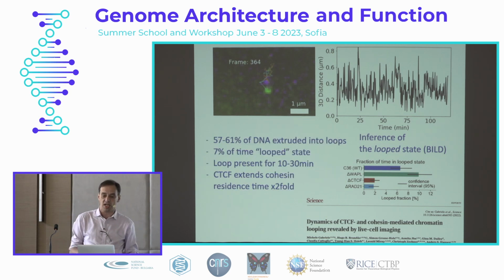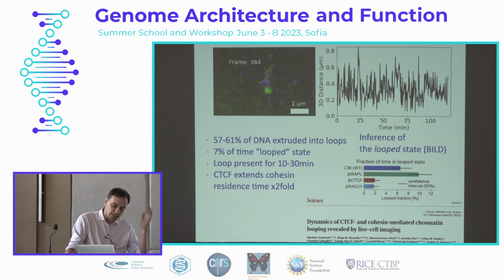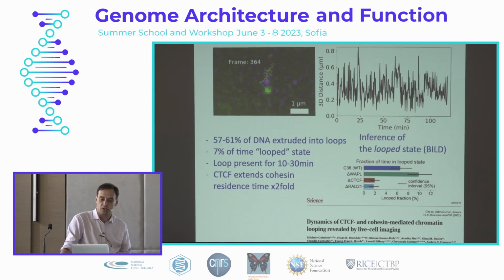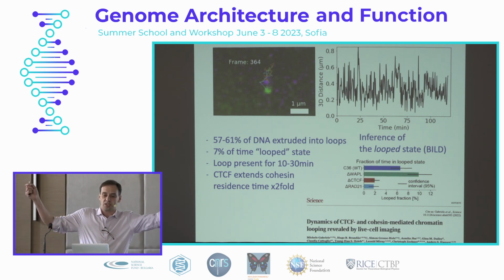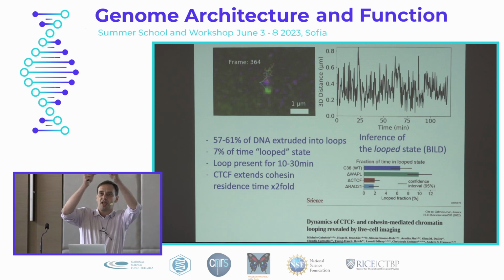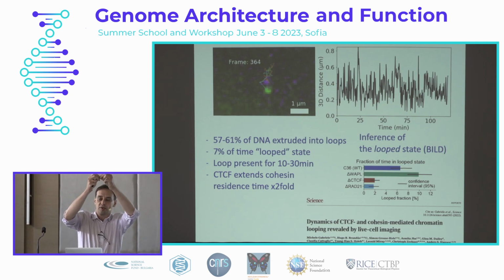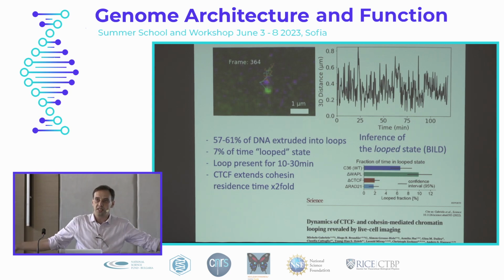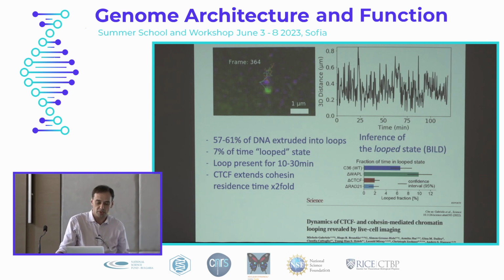So the lessons are that we also estimated from this data that about 57 to 61% of DNA is in the loops. That this loop, again a relatively large loop, half a megabase, is present only 7% of the time, and is present there for only 10 to 30 minutes. Basically, once in a 24-hour cell cycle, these two things come together, stay together for about 10 to 30 minutes, and then dismantle. Most of the time, it's not a loop.